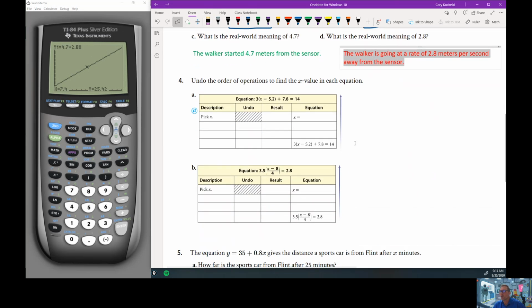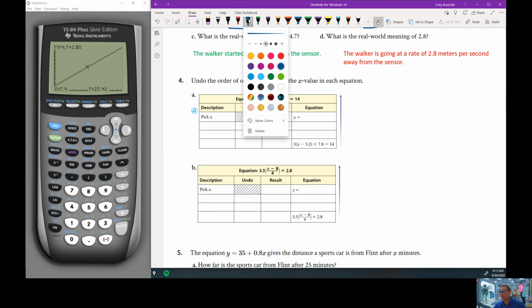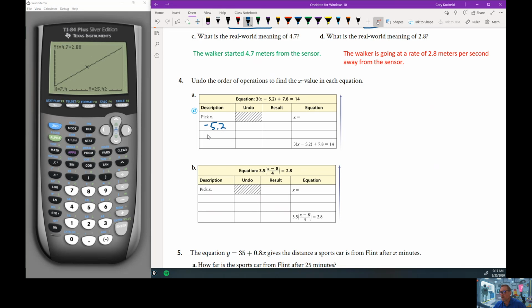All right, next up, undo the order of operations to find the value of x in each equation. So we're going to fill out this whole table here. All right, so first of all, let's figure out what's being done to x based on this equation. We're picking x, and then we're going to subtract 5.2. Then we're going to multiply by 3, and then we're going to add 7.8. To undo those things, we would add 5.2, divide by 3, and subtract 7.8.